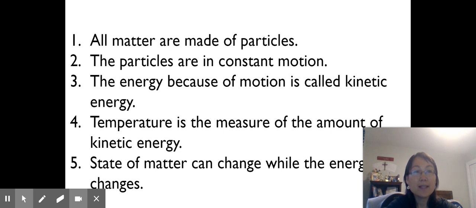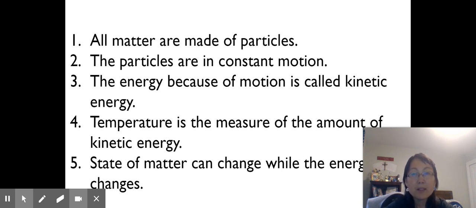Okay, so to summarize, all matter is made of particles. You may want to write all of this down in your notebook. All matter is made of particles, and all the particles are in constant motion, even in solids. We're going to do a simulation during the live class so you can understand it better. The energy of motion we call kinetic energy. So that means all matter contains kinetic energy. How do we know how much kinetic energy it contains? We use temperature to measure it. Temperature is the measure of the amount of kinetic energy. Higher kinetic energy means the particles are moving faster, higher temperature.